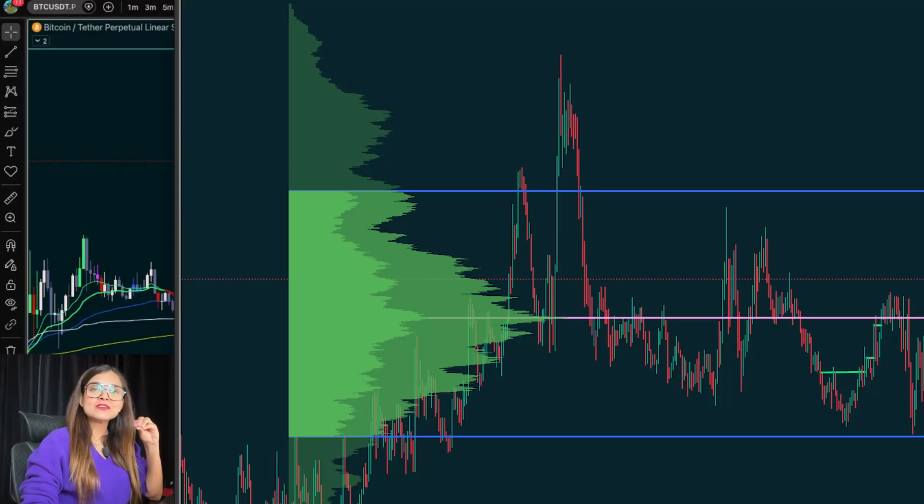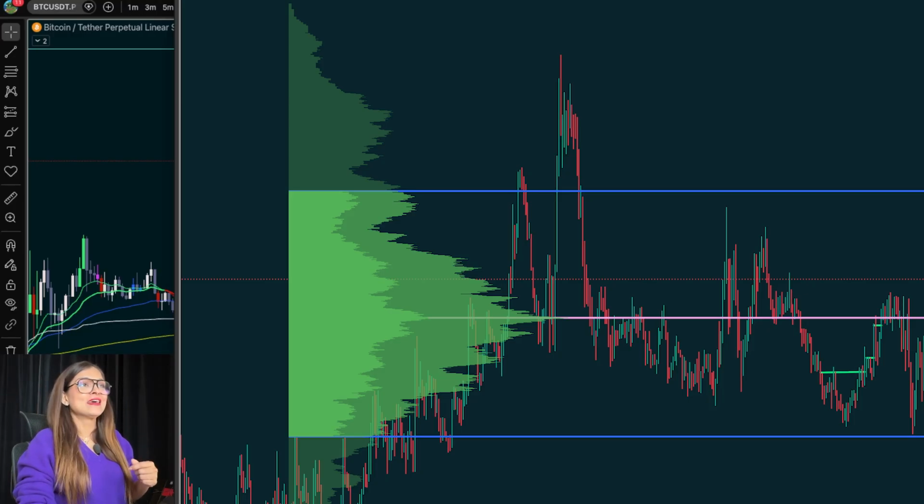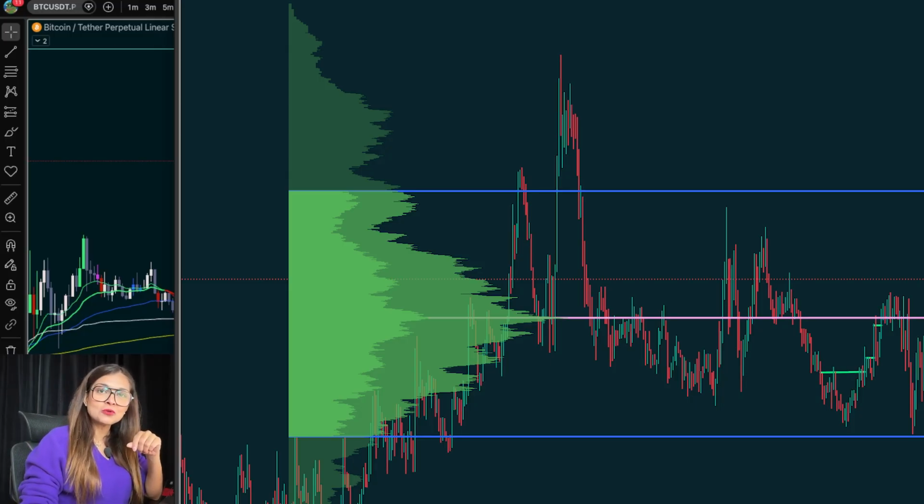Today I'm going to be showing you how I use the fixed range volume profile. Now most traders look at price. However, smart traders like myself actually look at where volume happened. Now the fixed range volume profile is one of the fastest ways to find that. And today I'm going to be showing you how to set it up on TradingView, and the 3 things you should actually be looking at when you have it on your chart.